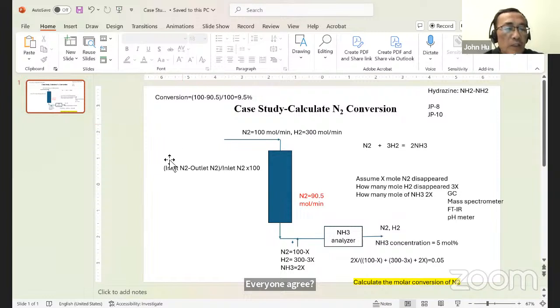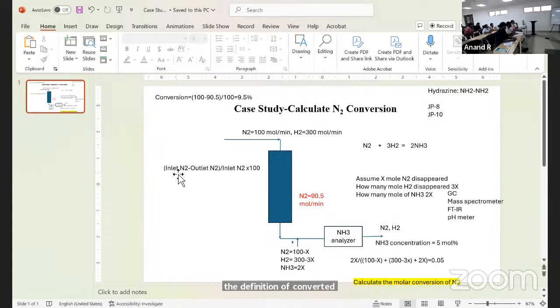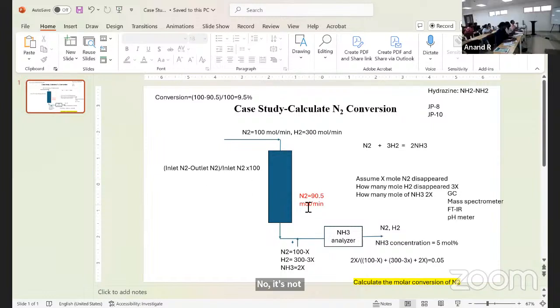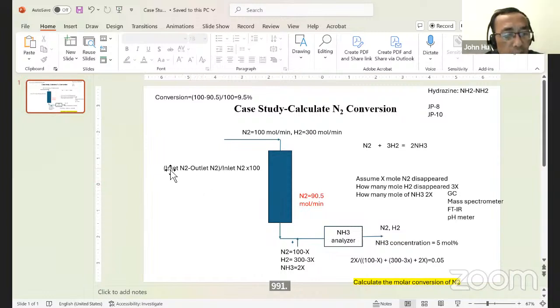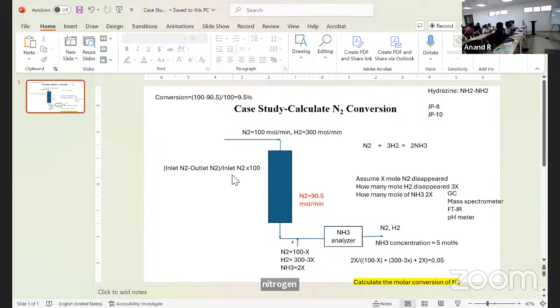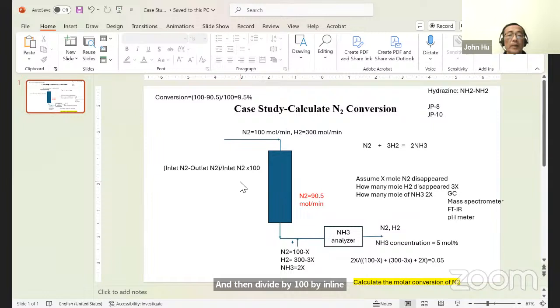The definition of conversion is inlet... 90.5? No, it's not 90.5. It's 9.5. So basically, it's inlet nitrogen minus outlet nitrogen, and then divided by inlet. 9.5. Yes, sir. All right. Okay. So what do you learn here?